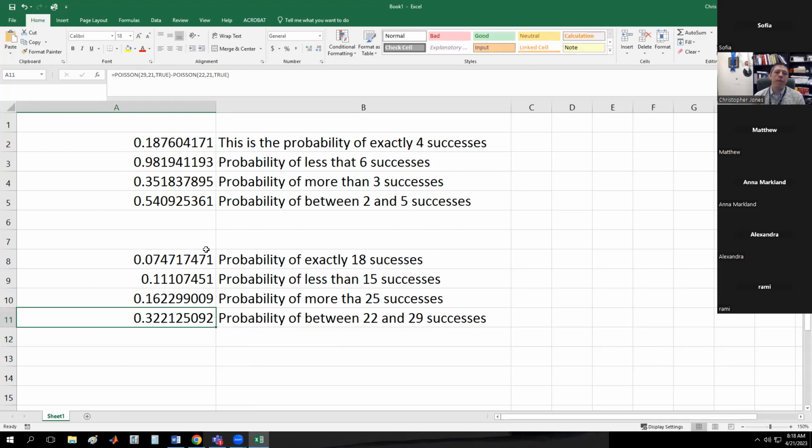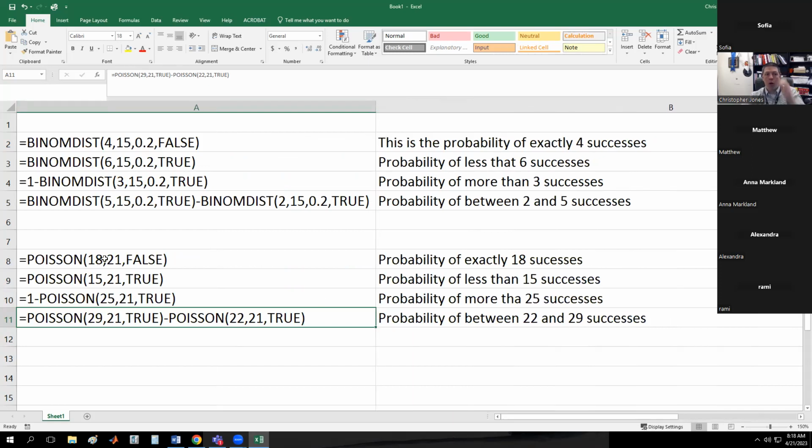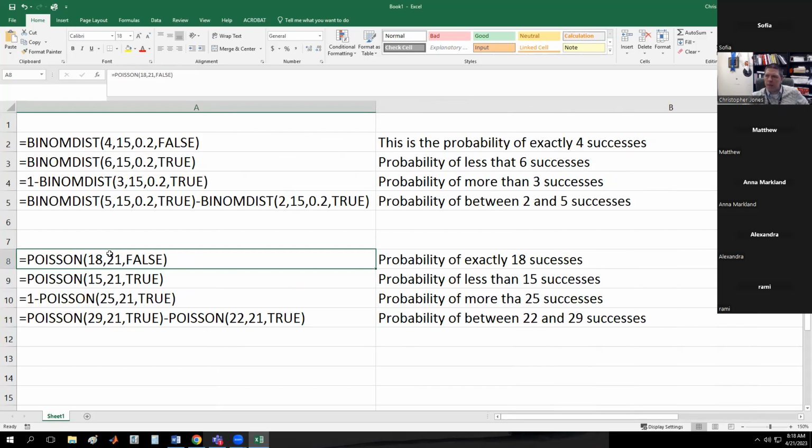All right, so let me pause and ask if there's any questions I can answer for you all about working with the Poisson probability. And similar to before, let me go ahead and share the actual syntax. So our syntax, remember for exact, one more.